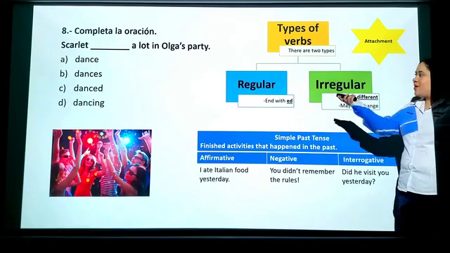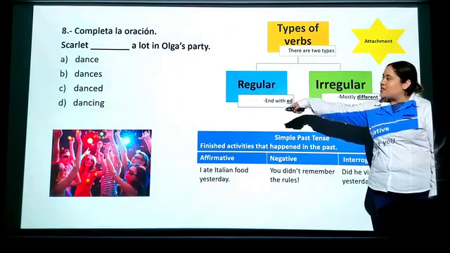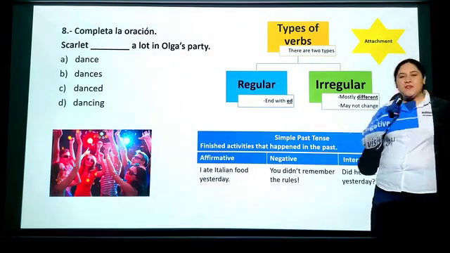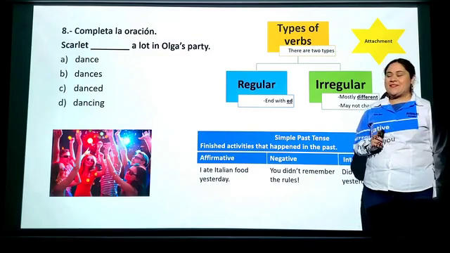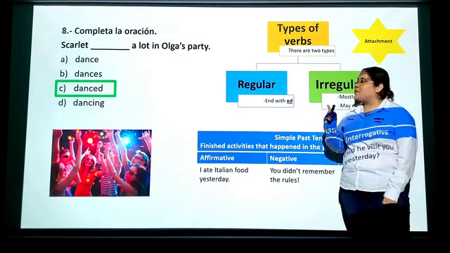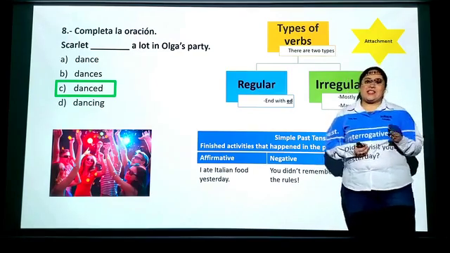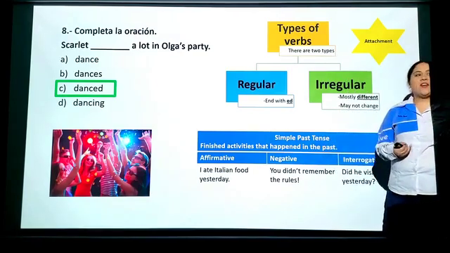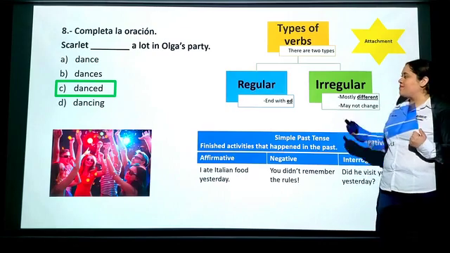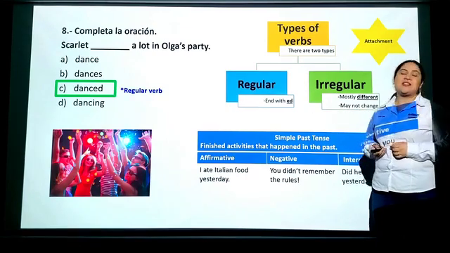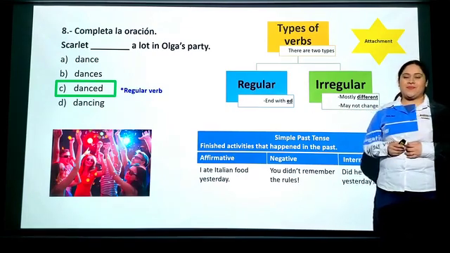Knowing this, we're going to pay attention to all of those possible verbs. Do you find one that is written in past tense? That's right. That would be letter C. And if I ask you, what is that verb? What category does it belong to? Well, it is a regular verb since it finishes with ed.